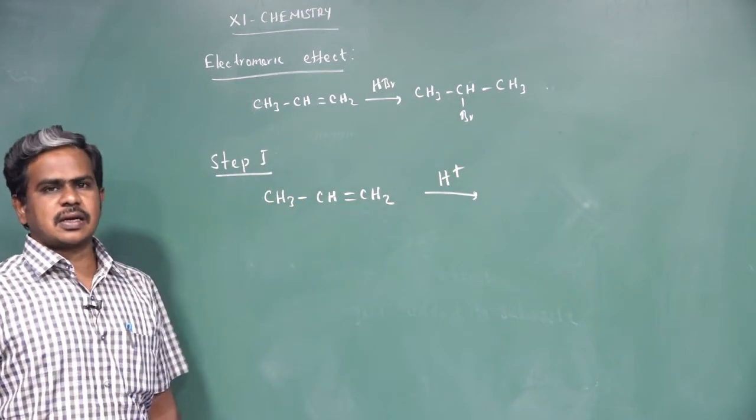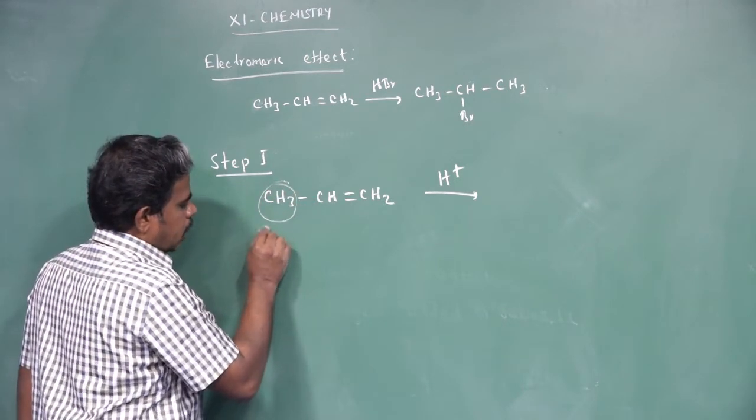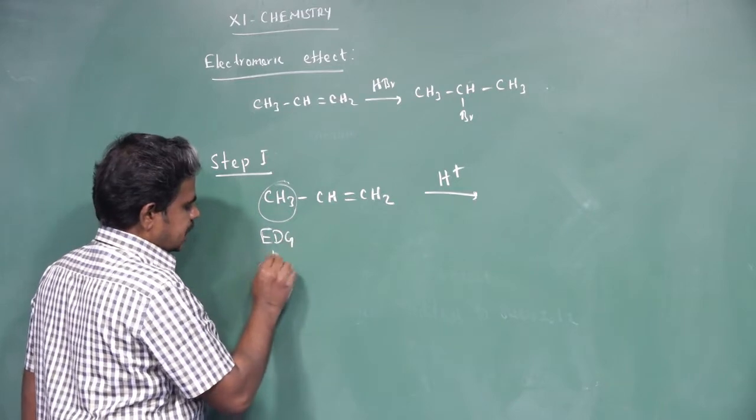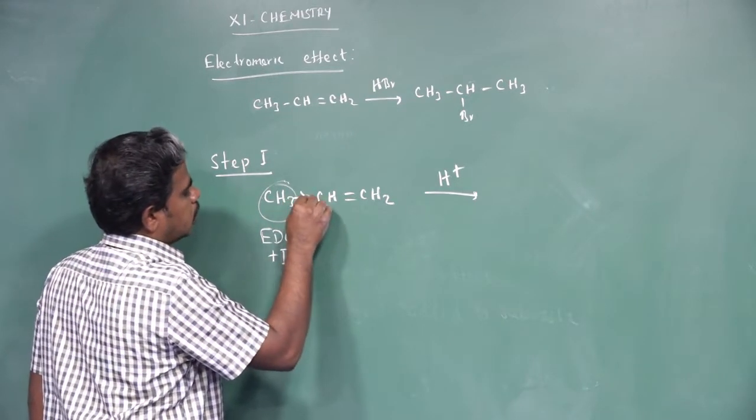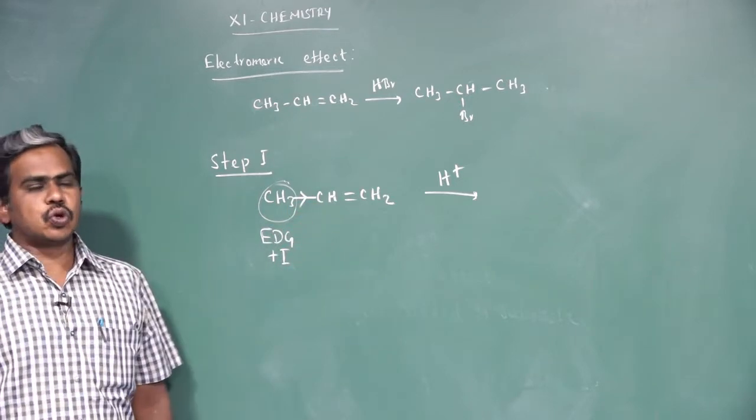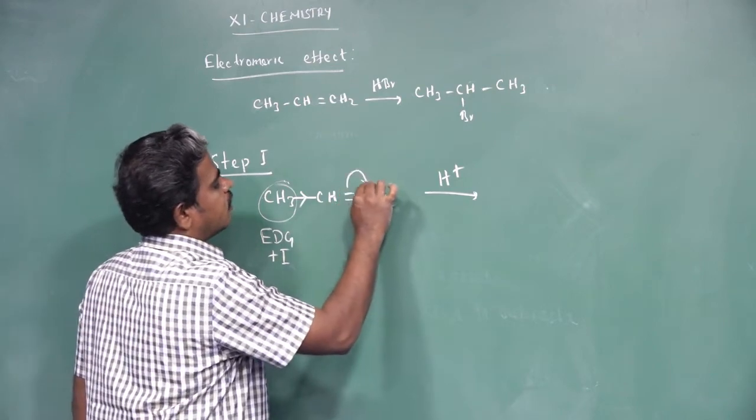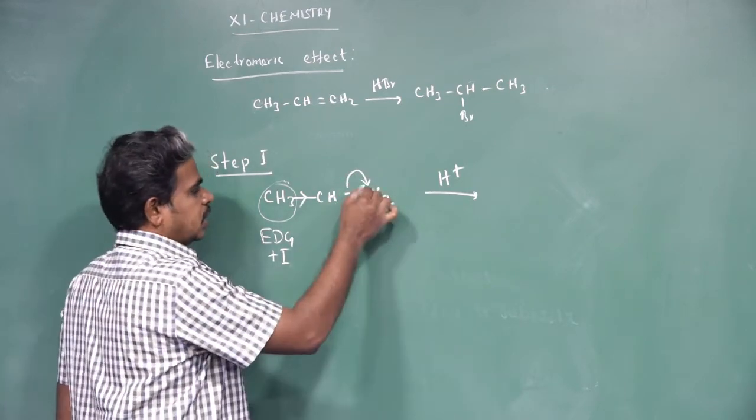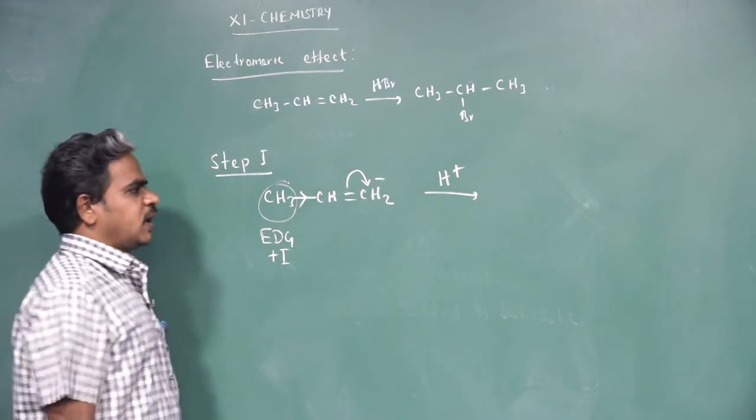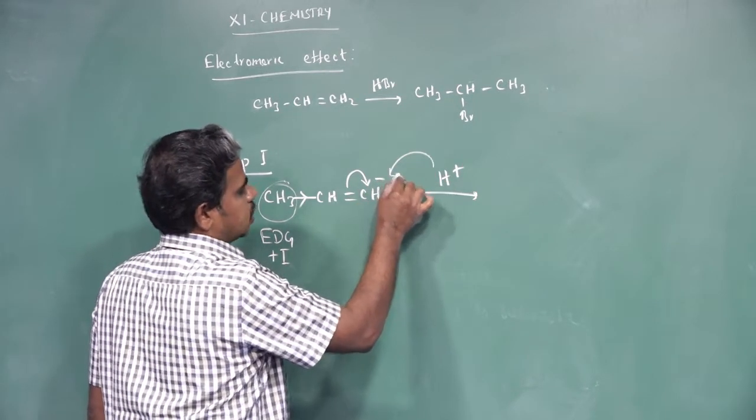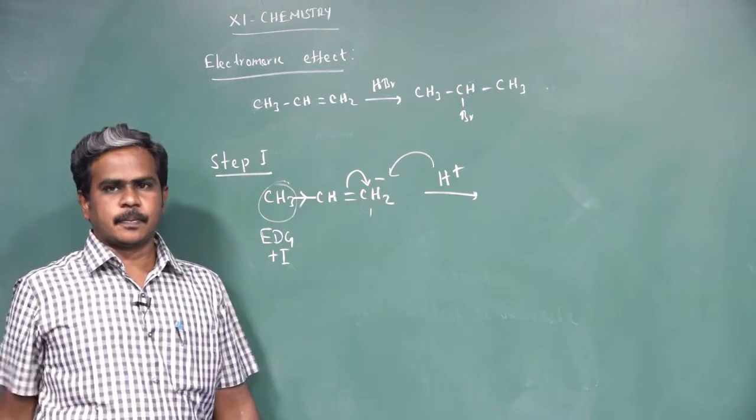Why is it attracted by the H plus? Because of the electron donating group, that is the plus I effect. So the covalent bond electron density will move towards the second carbon, and the pi bond will move here so that a negative charge occurs. So what will happen? The positive charge, H plus, is moving towards the first carbon.